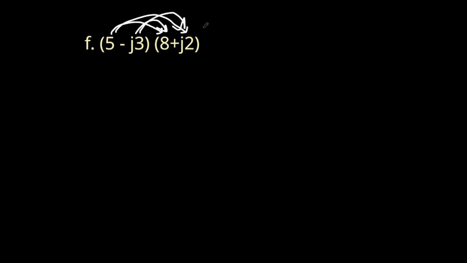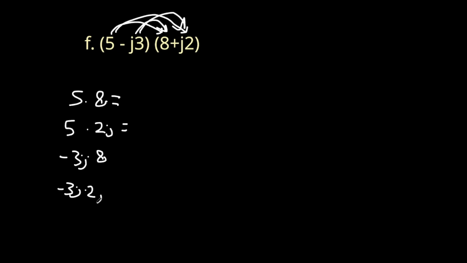Okay, so we have this, and now we can solve for all of these individually. So 5 times 8, right? That's 1. And then we have 5 times 2j, that's 2. Negative 3j times 8. And then negative 3j times 2j. Okay. So now we can solve for each of them.